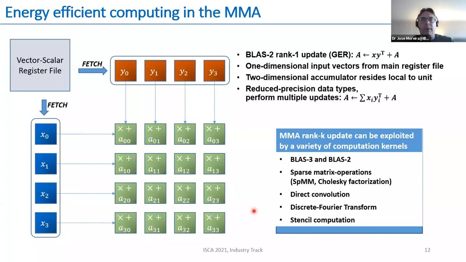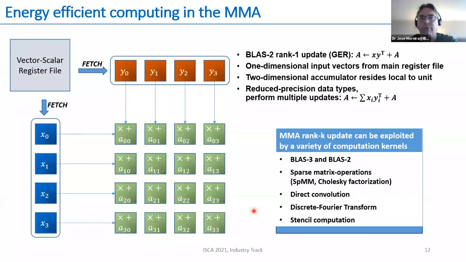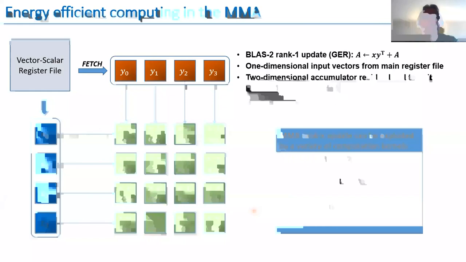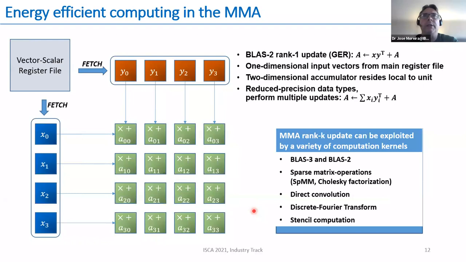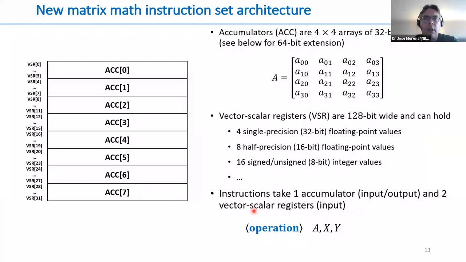POWER10 today ships and has this matrix unit enabled and working, and we have software to use it. The compilers know about the matrix unit, as do OpenBLAS and ESSL. Eigen is another package. So we did all the work of enabling both IBM proprietary software and open source software to exploit this matrix unit.